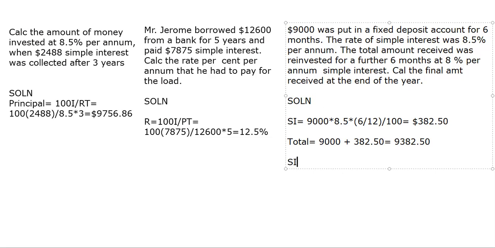So we have to work out simple interest again, which would be the principal, the new principal there, 9,382.5 multiplied by rate. What is the rate? They said 8%. And by time, another 6 months, so 6 over 12, right? All over 100, which would be equal to 9,382.5 by 8 all over 100, which is equal to 375.